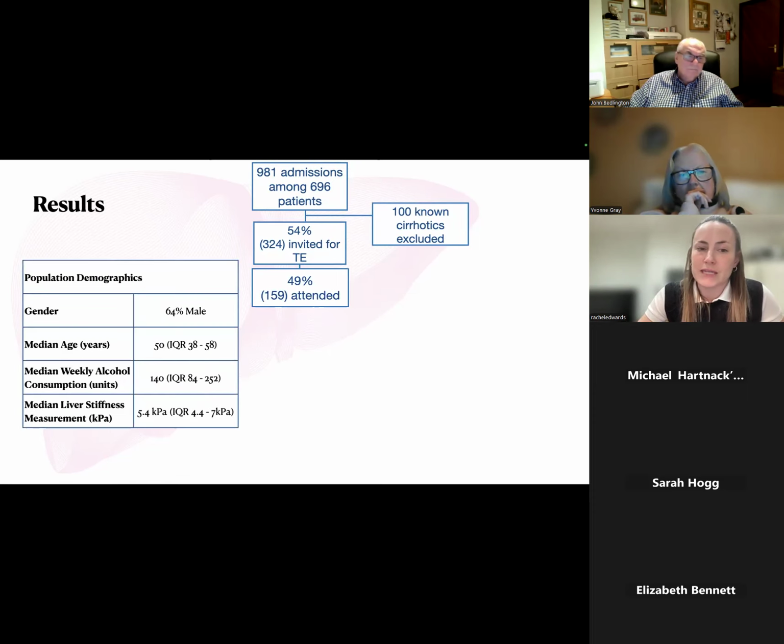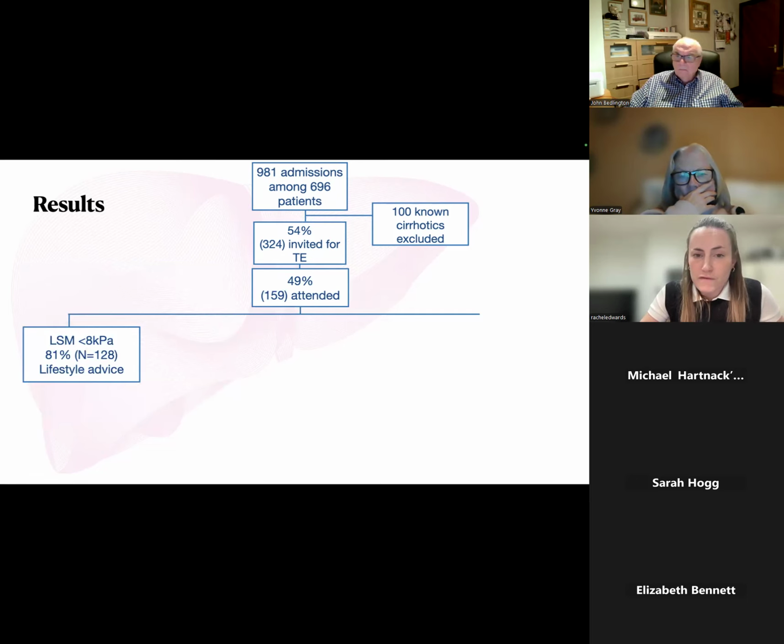And among those who attended, 64% were male with a median age of 50 years and a median weekly alcohol consumption of 140 units. The median liver stiffness measurement was 5.4 kilopascals. So, by and large, the majority of these patients actually had normal Fibroscan readings.